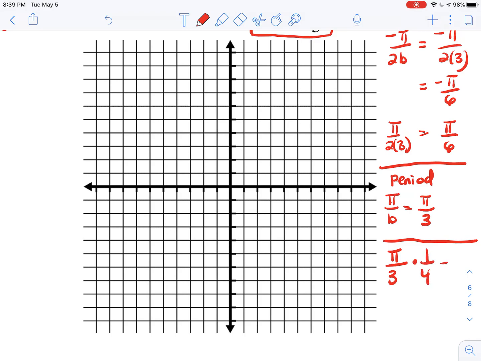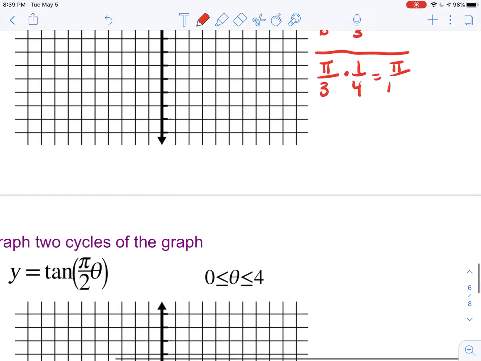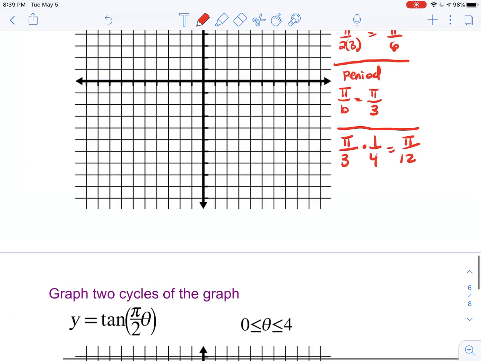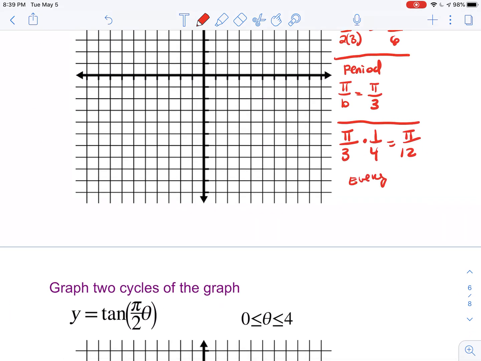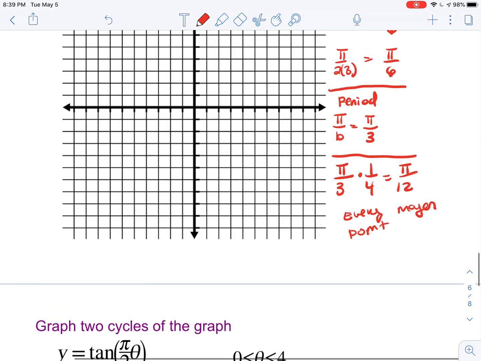Okay, so now just like we did with the sine and the cosine, we're going to take this pi over 3 and divide it by 4. Okay, that's the same as multiplying by 1/4. And we get pi over 12. Okay, so every major point, right, is going to be pi over 12 units away from one another.